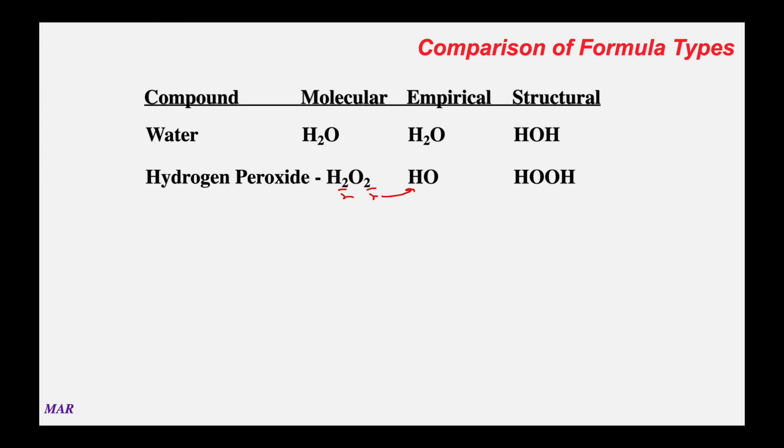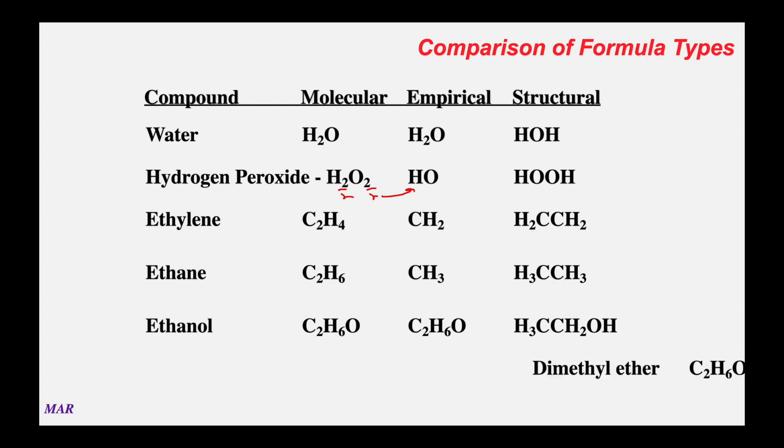Some molecules, like hydrogen peroxide, do have different empirical and molecular formulas, and some molecules, like water, share the same molecular and empirical formula result. The molecule itself looks like an HOOH when you figure it out, and that's something we'll do in Chem 222. So HOOH would be the structural formula, like what it kind of looks like in space.